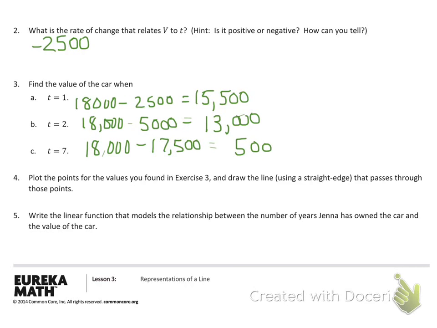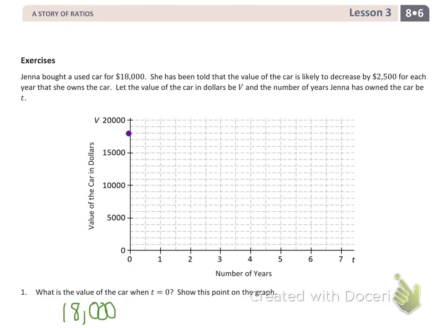Okay, so we're going to plot these points for the values that we found in exercise 3 and draw the line. So we need to go back to the graph to do that. After 1 year, we found that the car was worth 15,500, so just not quite 16,000. After 2 years, we have 13,000, so there's 10, 11, 12, 13. And after 7 years, the car is worth $500, right there.